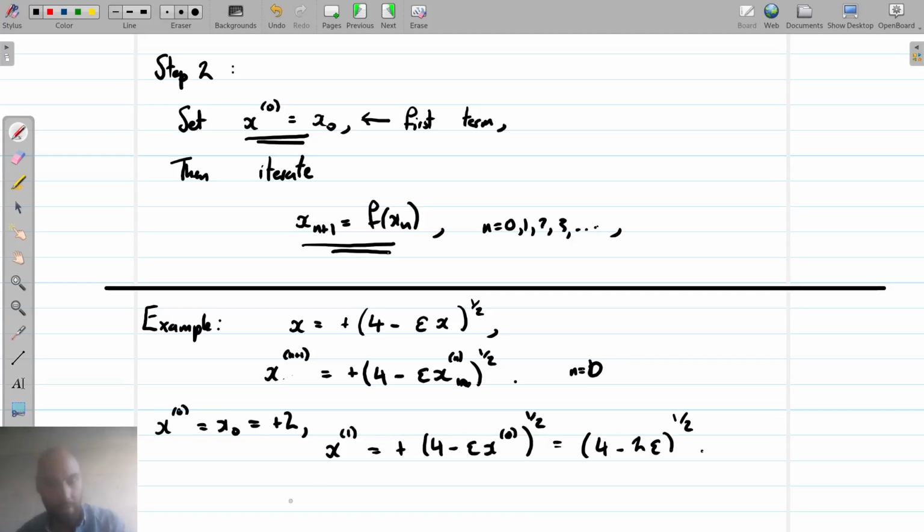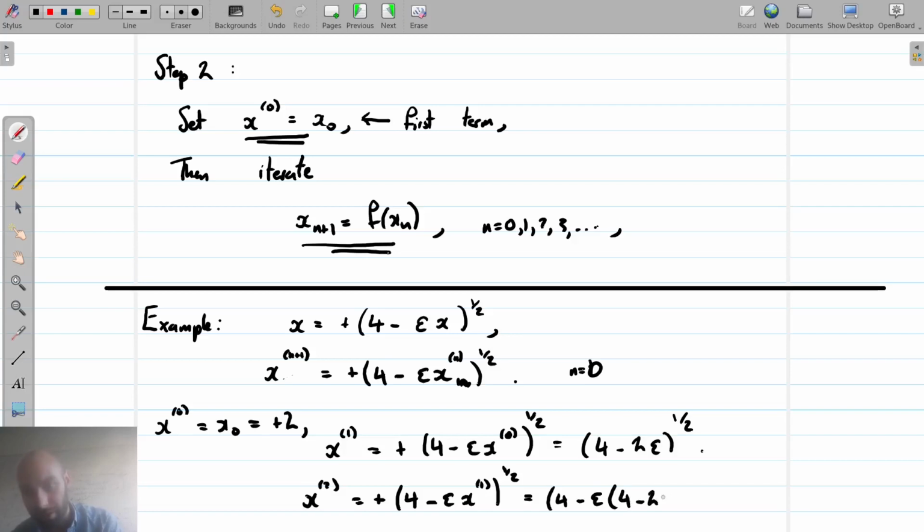I can do the same thing again. I can write x2 is going to be equal to plus 4 minus epsilon x1. And I know what x1 is, it's all of this stuff. So I end up getting 4 minus epsilon times 4 minus 2 epsilon to the half, all to the half.